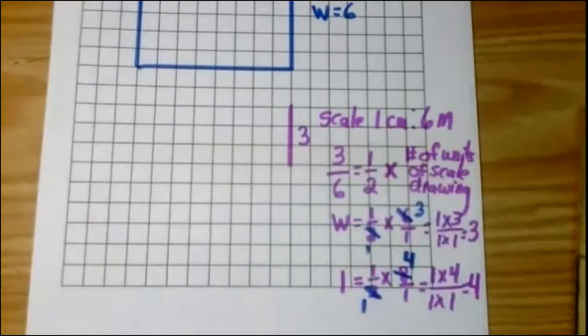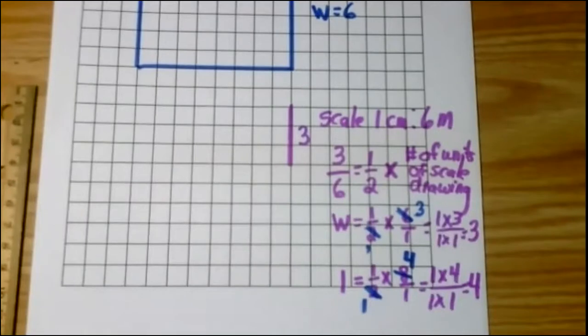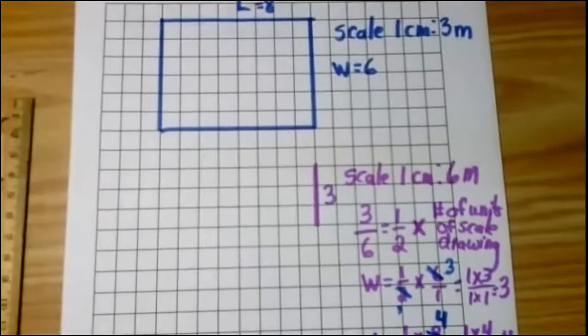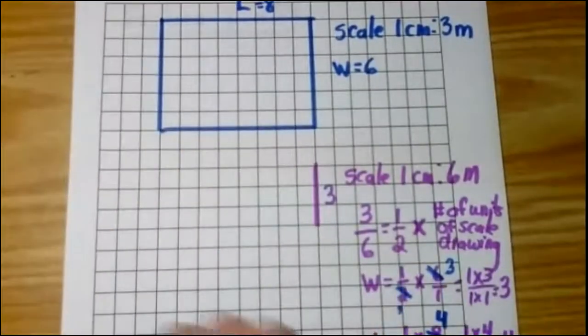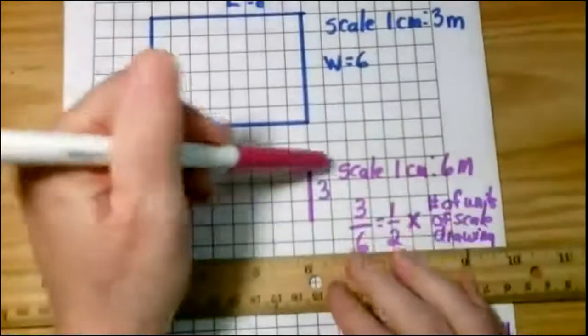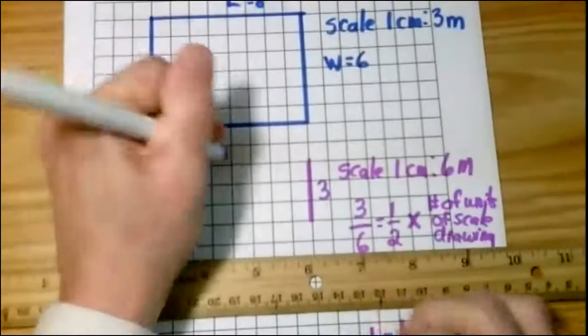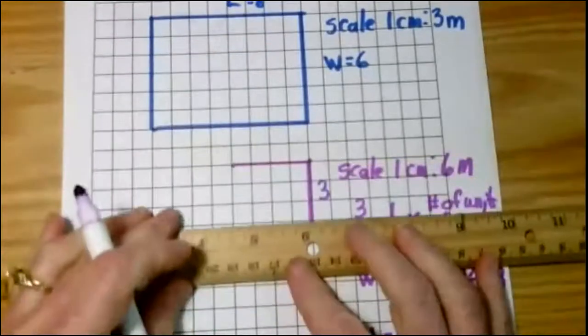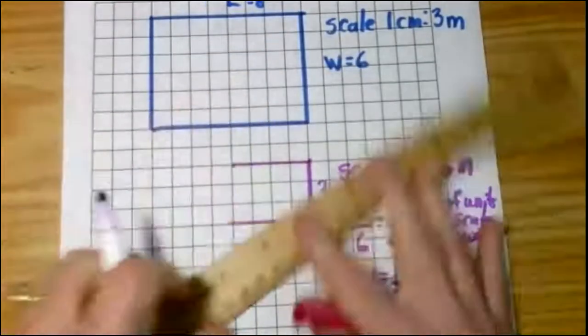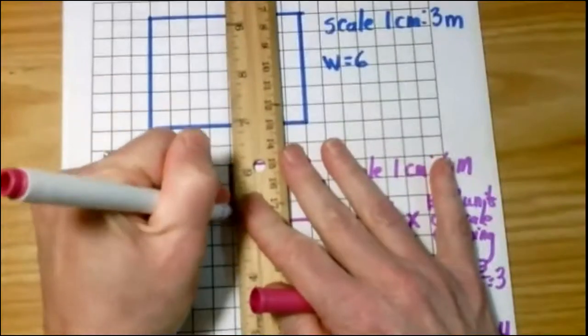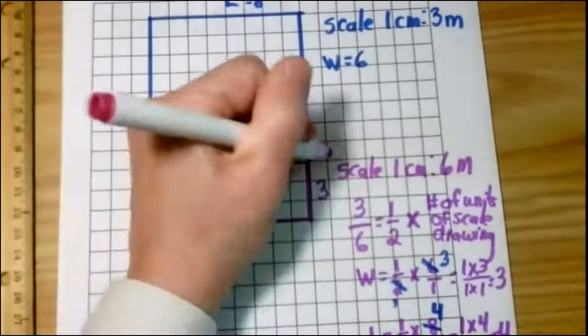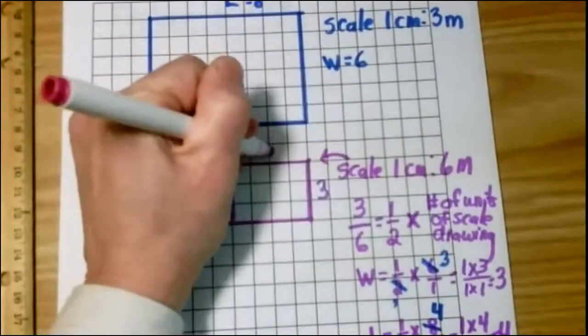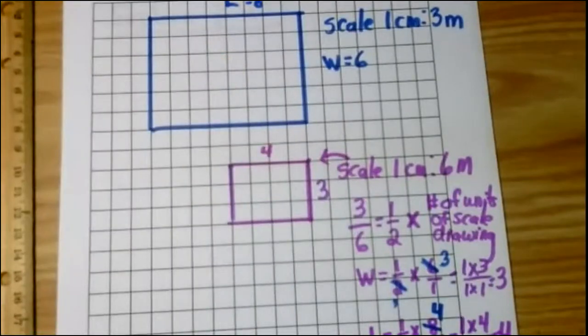So let's draw that. Let's go back up to our length here of our new scale. In our new scale, we have 4 units. So 1, 2, 3, 4. We have to go just to there. Now I can draw my rectangle here. Okay, this is a new scale of 1 centimeter equals 6 meters. Notice the size change in the scales.